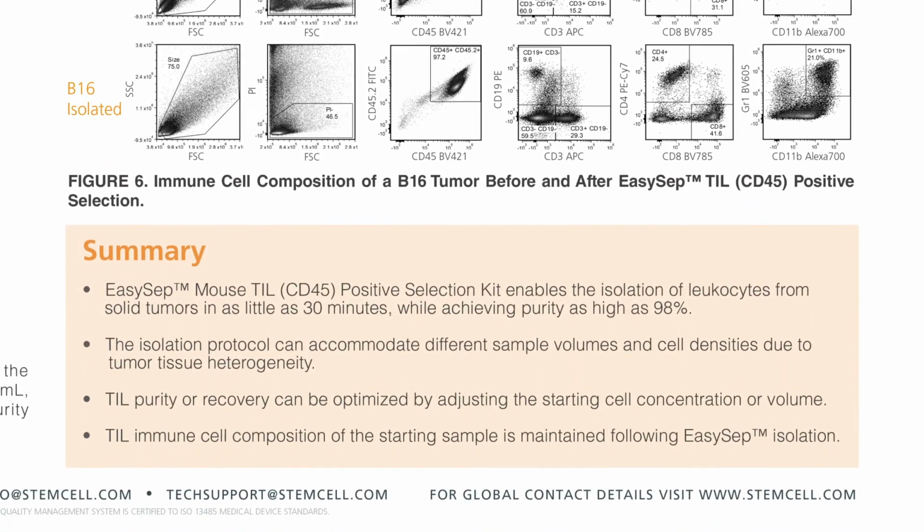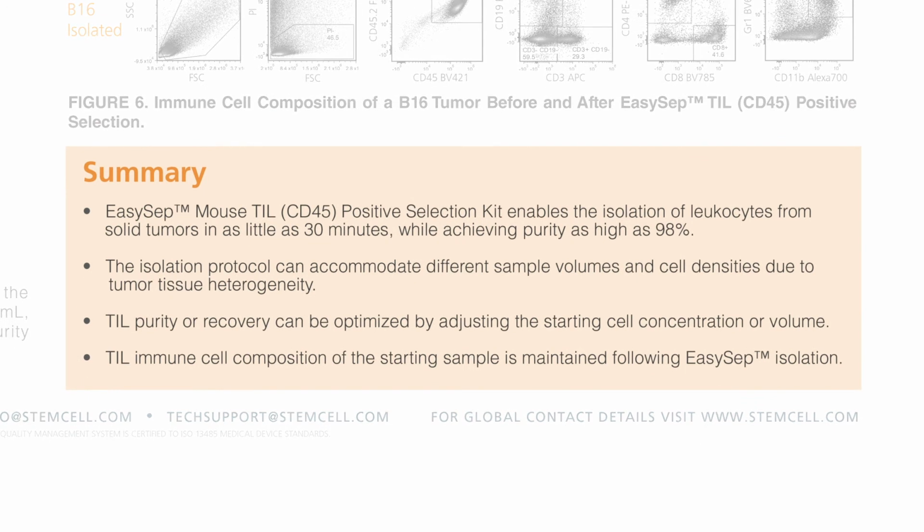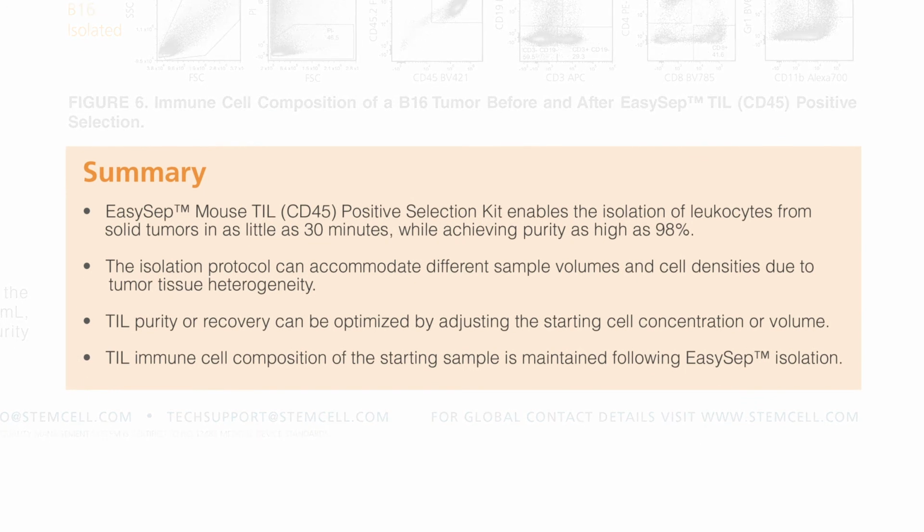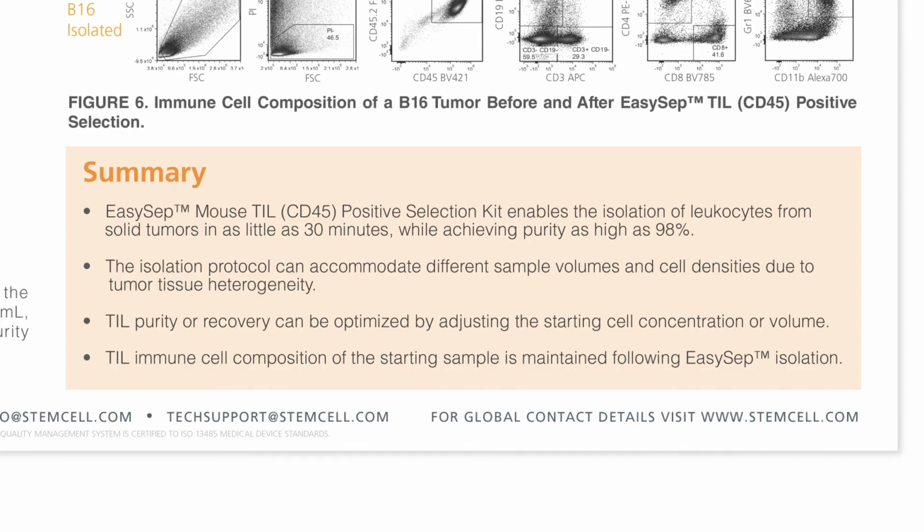In conclusion, EasySep Mouse TIL CD45 Positive Selection Kit enables the isolation of leukocytes from solid tumors in as little as 30 minutes, while achieving purity as high as 98%. The isolation protocol can accommodate different sample volumes and cell densities that result from tumor tissue heterogeneity. TIL purity or recovery can be optimized by adjusting the start cell concentration or volume. Importantly, TIL immune cell populations of the starting sample are maintained following EasySep isolation.